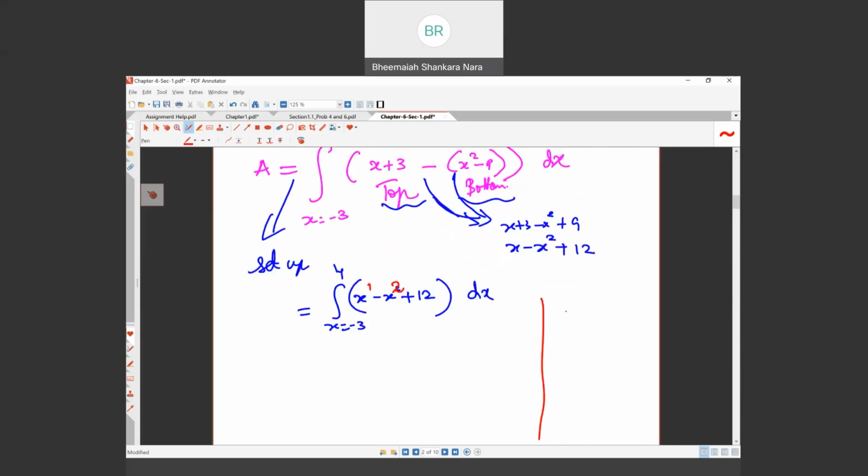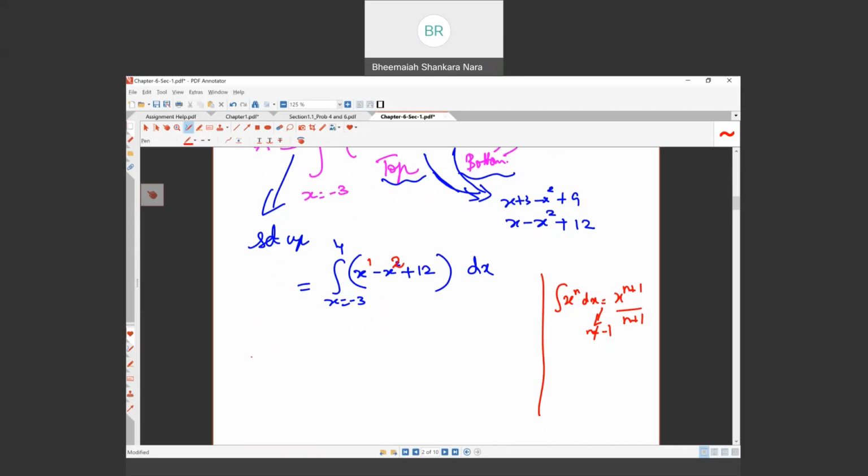The formula we use is this: the integral of x to the n dx is x to the n plus 1 divided by n plus 1. We can use this when the exponent n is not -1. If the exponent n is -1, then it's a logarithmic formula. So the first term x becomes x squared divided by 2. The second term x squared becomes x cubed divided by 3. And the last term, whenever you have a constant and you integrate with respect to the variable, you have just the variable, which is 12x.